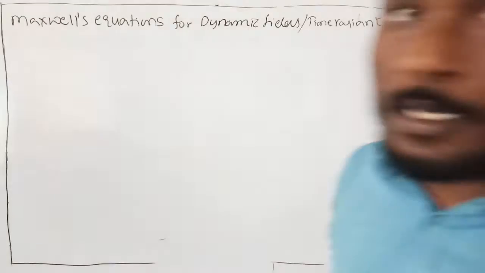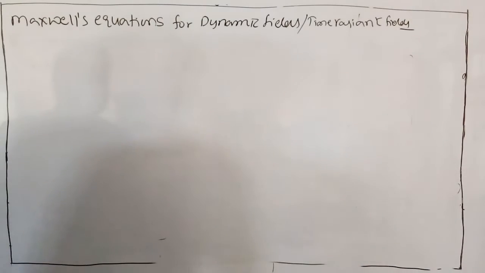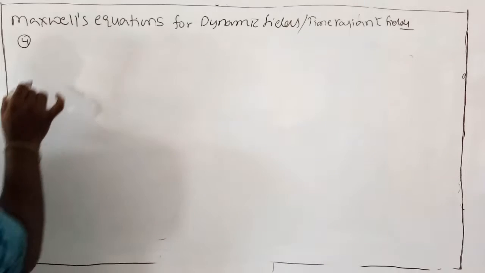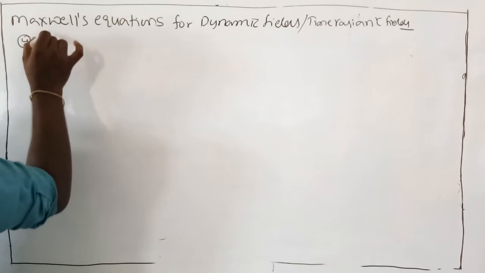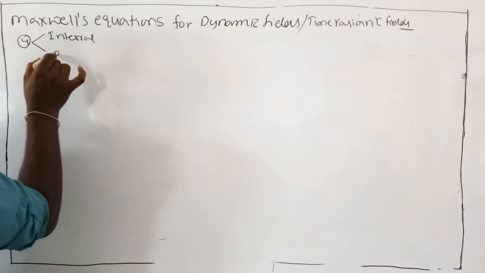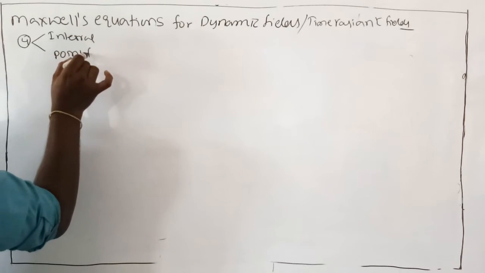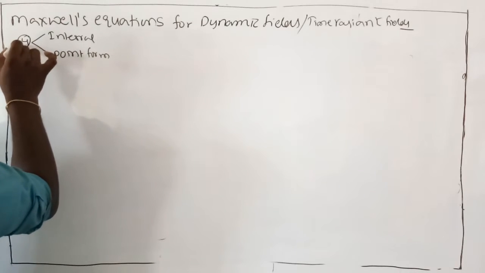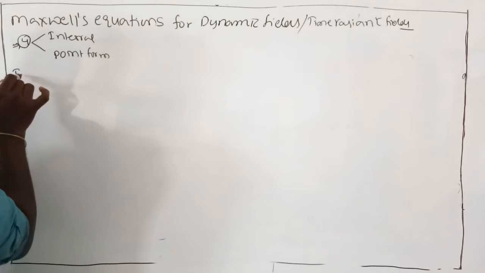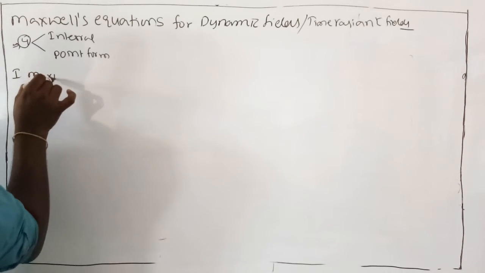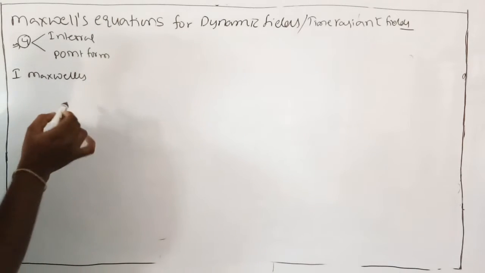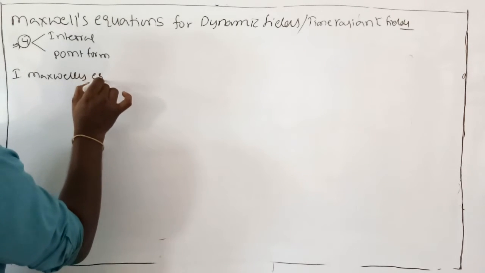Okay? So again in this topic also, we have four sets of equations. Those four sets of equations should be written in terms of integral form as well as point form. Integral form and point form. Now these four sets of equations we will see one by one. So the first equation is about Maxwell's equation, the same as the earlier discussion, last class discussion.